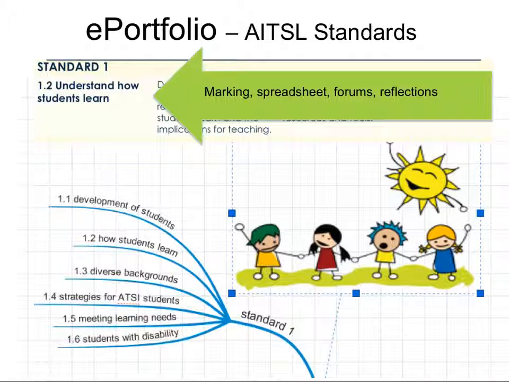And strategies for Aboriginal and Torres Strait Islander students and meeting learning needs and students with a disability. All those sorts of things you're getting from not just our unit, but from all your units. So don't be afraid of putting them in. And put the unit. Don't say, in this unit, you know, the one with, you know, what's his name? No, be professional. In the unit of EDLT 100, whatever unit you're doing, put the title of your unit.